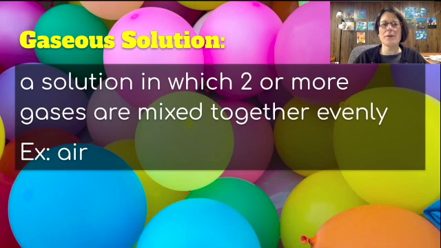So the first solution I want to talk about is a gaseous solution. And just looking at the name, you can see gas. So this is a solution in which two or more gases are mixed together evenly. And an example would be air. That's why I have the balloons in the background. The air around us is a mixture of oxygen and carbon dioxide and nitrogen and other gases.